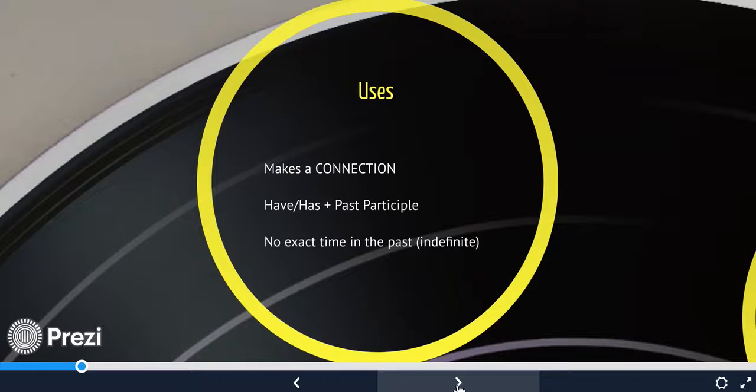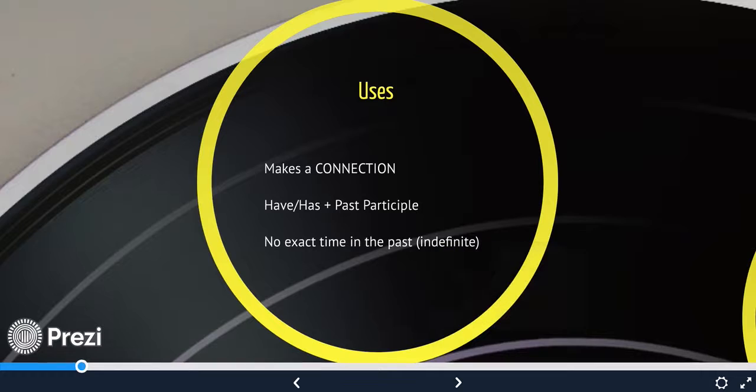So I have lost my keys connects to now because I can't drive. If I just said I lost my keys, that's a finished action. Perhaps I have them today, or perhaps I have them right now. But I have lost my keys implies that there's a current problem that connects. It's a more fluent verb tense, again, that shows connection of past to present time.